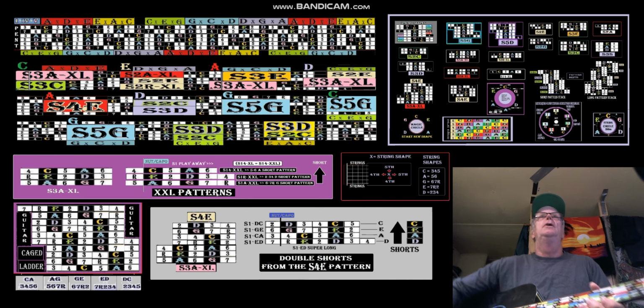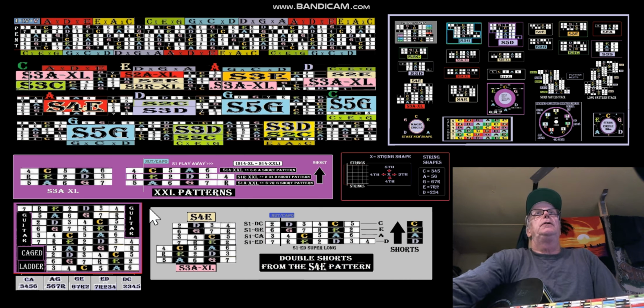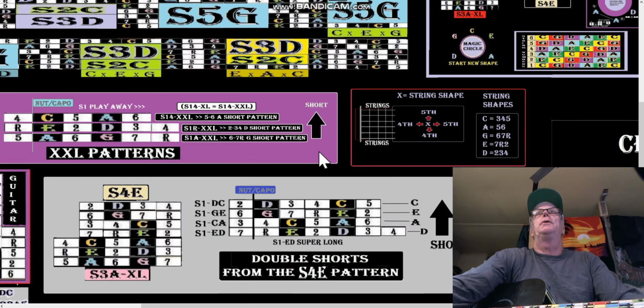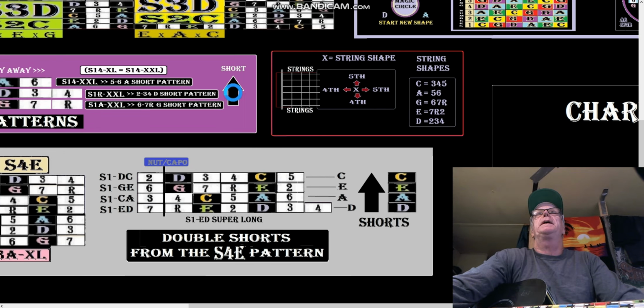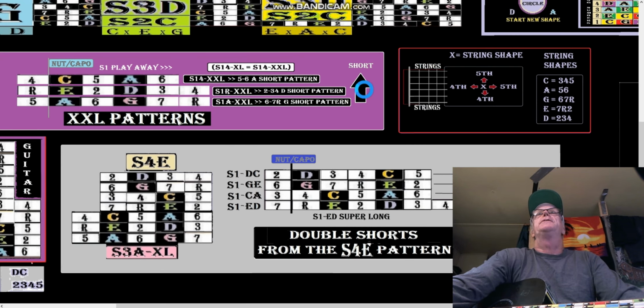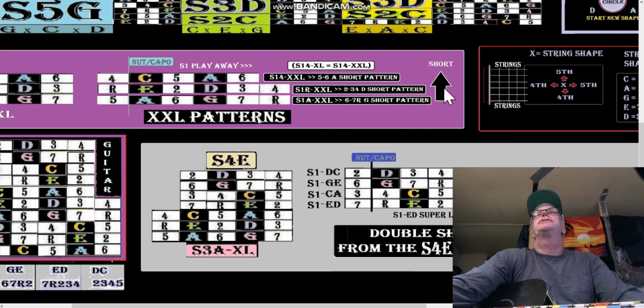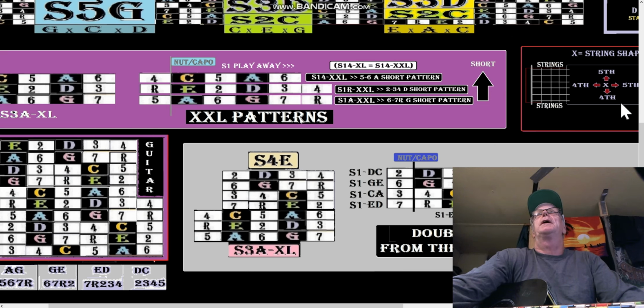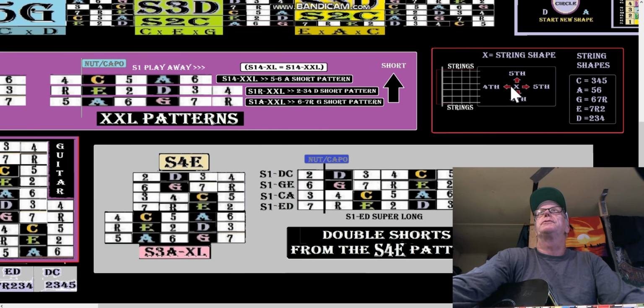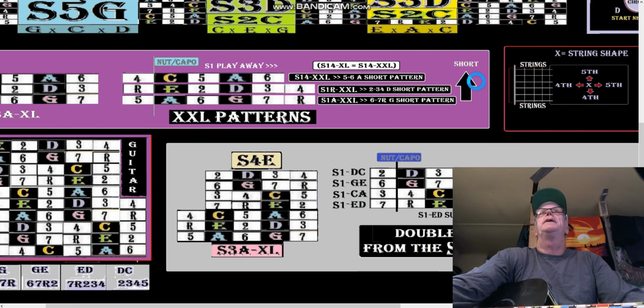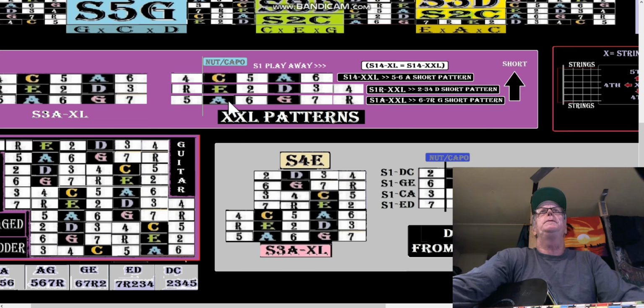We were working on taking a long pattern into a short pattern going up, and I realized I didn't really make it obvious. Okay, so we had two situations here. Let's just look at this one first. We're not going to be doing it in fifths, except when we go up in fifths. We always go up in string shape fifths. Okay, so we're going to be taking a long pattern into a short pattern.